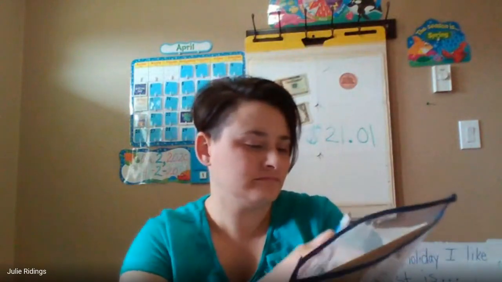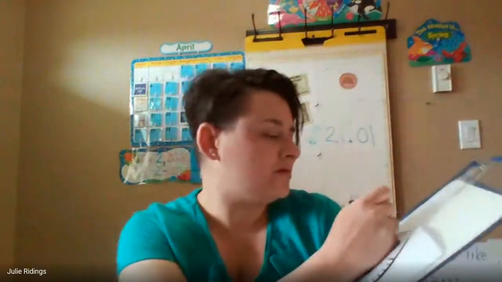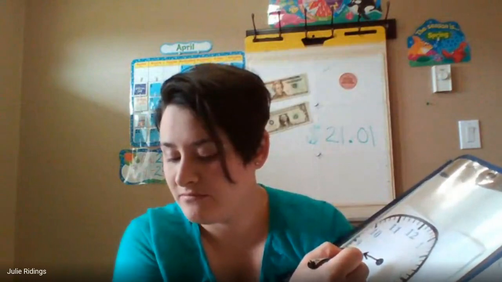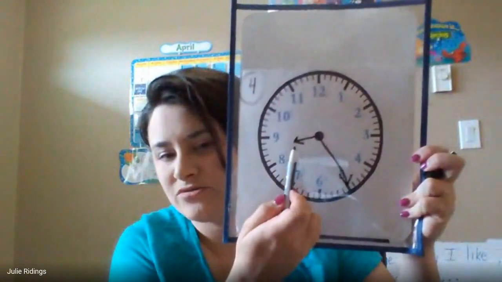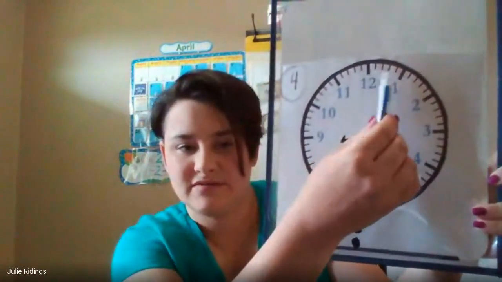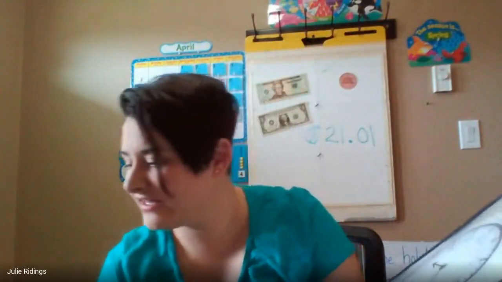Let's look at number four. Number four, you arrive at school. It has our hour hand between the eight and the nine, and our minute hand is on the five. So if we are between 8 and 9, what hour comes before? What one's less? 8. And now let's count our minutes. 5, 10, 15, 20, 25. It's 8:25, and it says you're arriving at school.